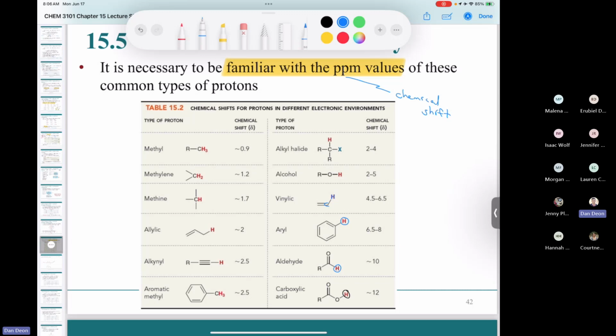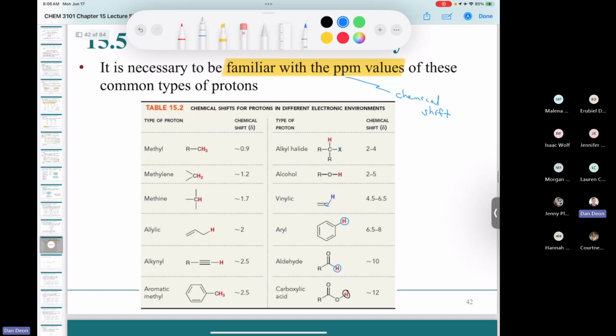Anyhow, with that in mind, some other points that you want to remember are that the more deshielded a proton is, the higher the chemical shift. Okay. Now, how do you get deshielding? Well, deshielding comes from removing electron density from around that proton. So what removes electron density? It would be something that's electronegative a lot of times.